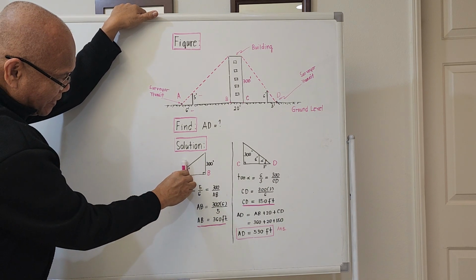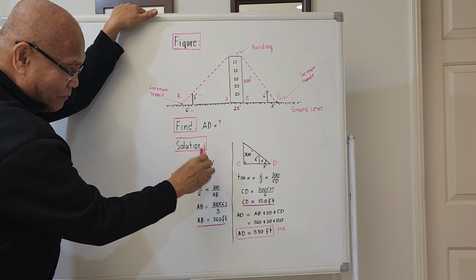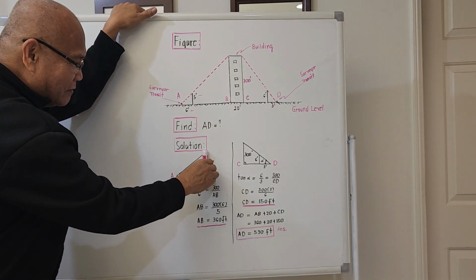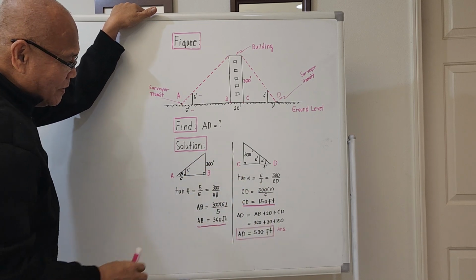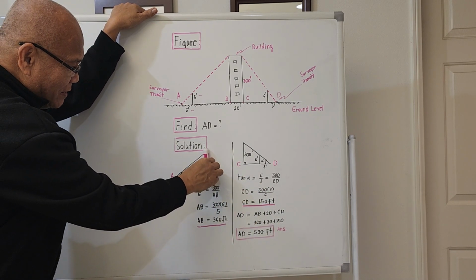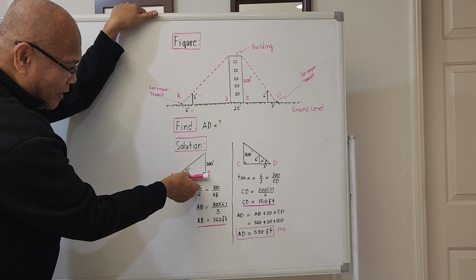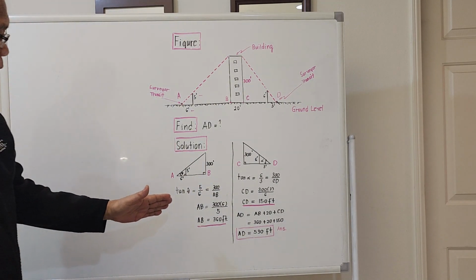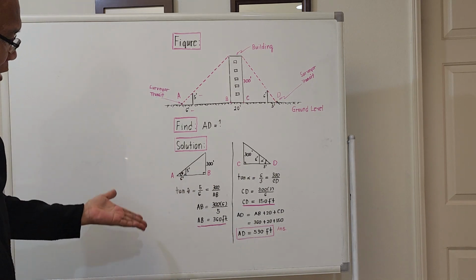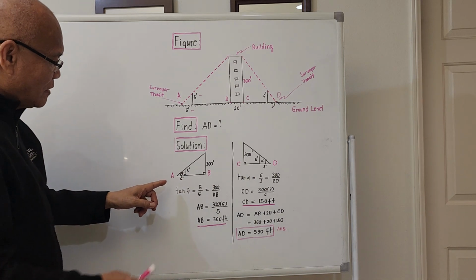This is a vertical line. We assume that the building is also vertically erected. It's not tilting. Because if it's tilting, that's a different story. So this is a vertical line, and this is a horizontal line. That is actually our first right triangle. And from the first right triangle, actually we can now compute for the distance AB.